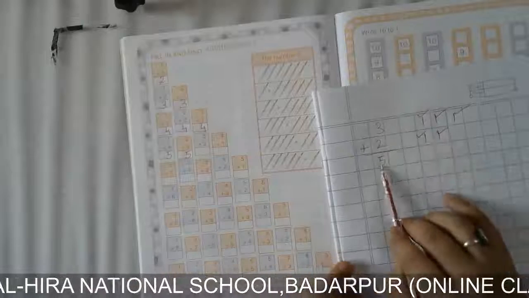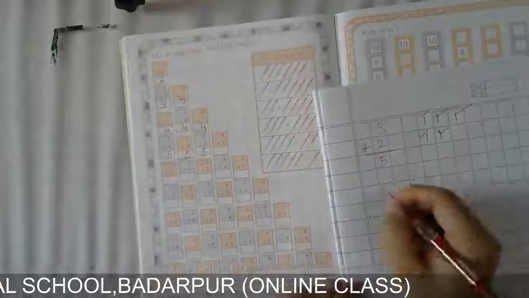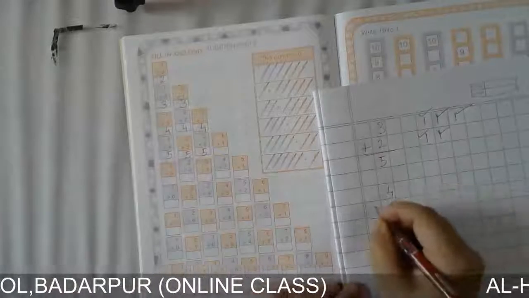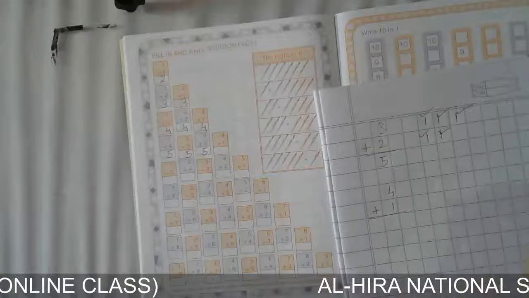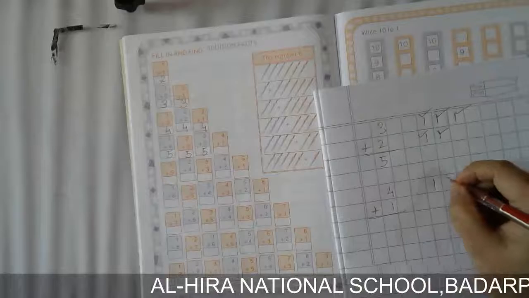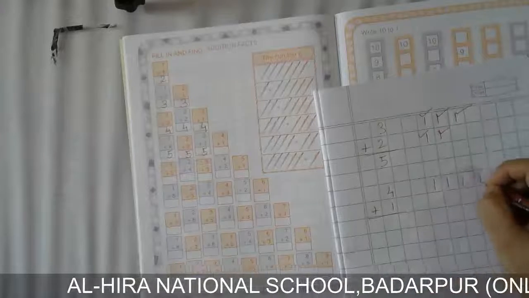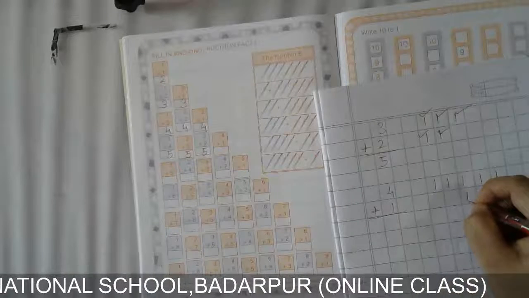3 plus 2, 5. So here 5. Again 4 plus 1. So here the number is 4. That's why I am writing here 5 lines. 1, 2, 3, 4, 5. And the second number is 1. That's why I am putting here 1 line only.